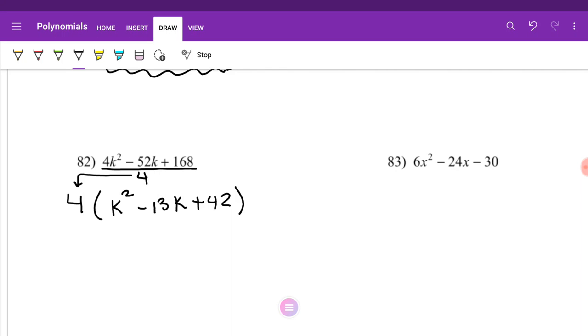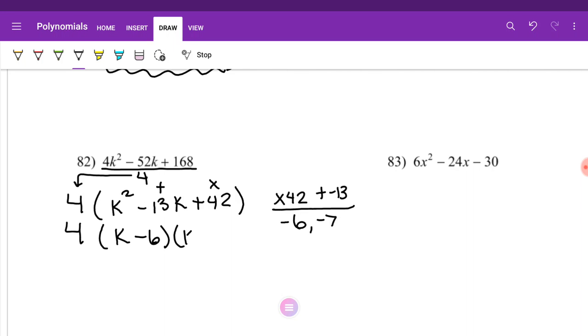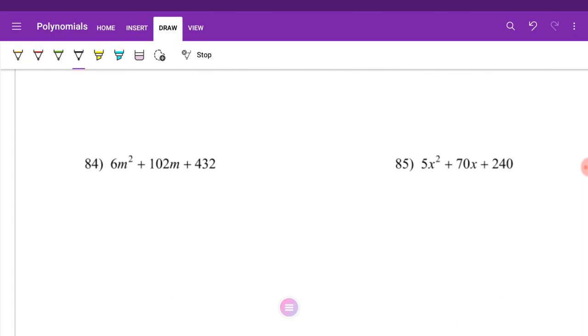So now when you do that, you just do your add up multiply again. What multiplies to 42 and adds up to negative 13? Well, when I think 42, I think 6 and 7. And if they have to multiply to a positive but add up to a negative, will they both be negative? Okay? And that makes those numbers work out correctly. Perfect.